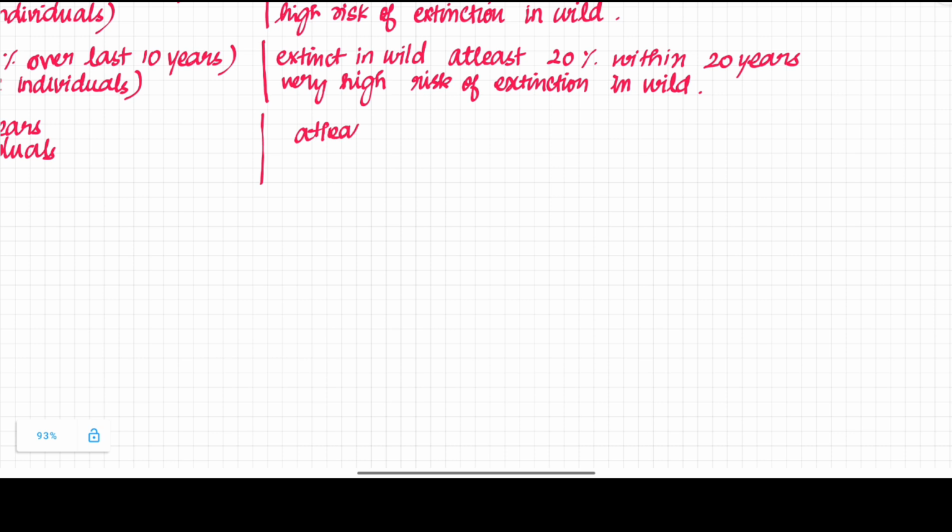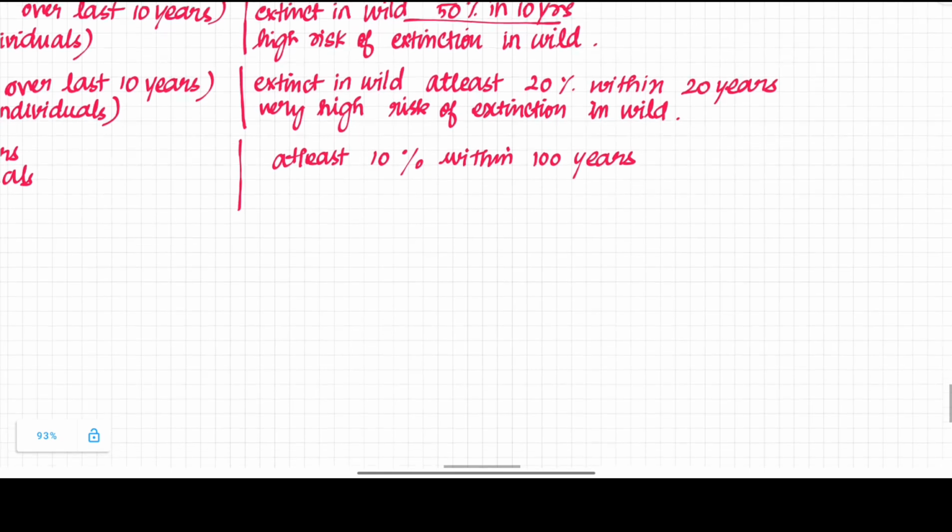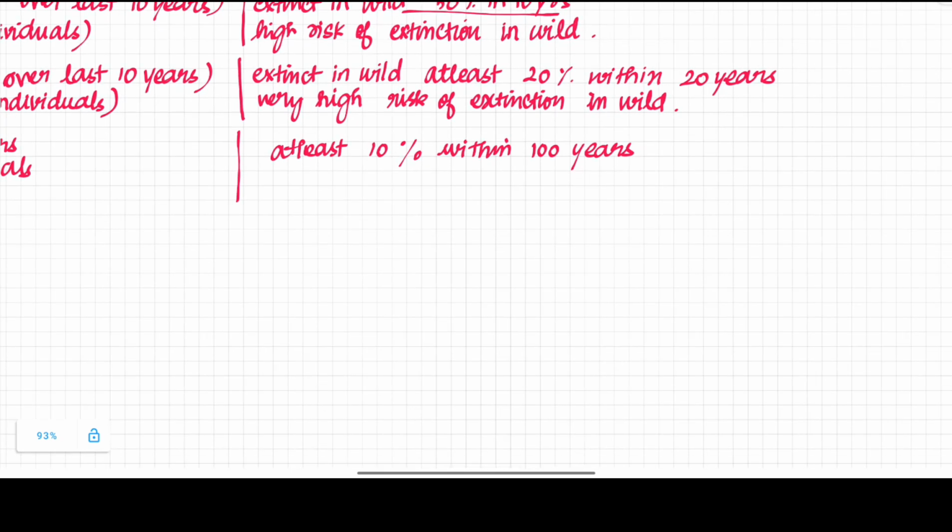And extinct in the wild is more than 50%, more than 20%, and at least 10% within 100 years. Extinct in the wild, we are calculating 100 years. So first it is 10 years, next it is 20 years, and now we have 100 years, right? And the same line will come: high risk of extinction in the wild.